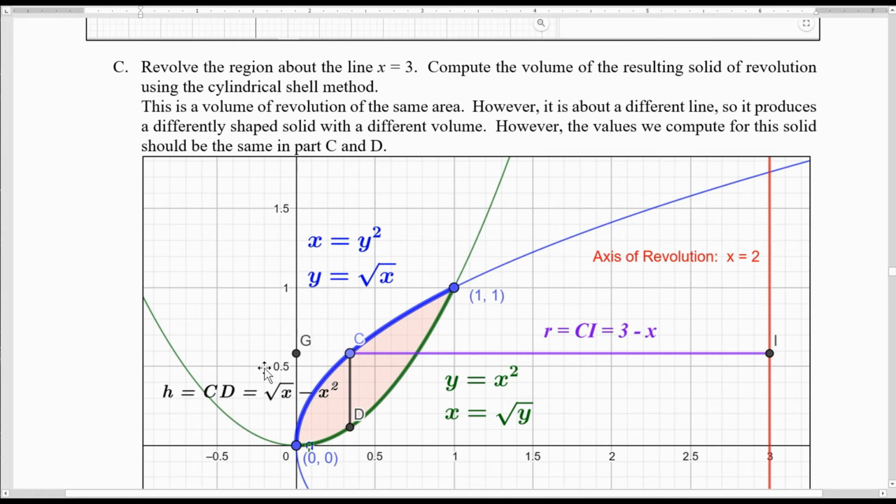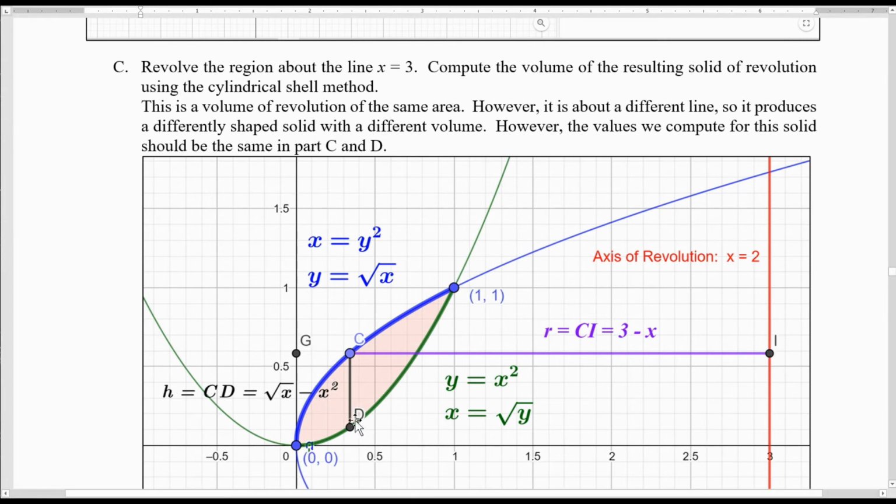This one we're going to revolve the region around the line x equals 3. And we can use shells or washers here. We're going to use the shells method. Then we have a vertical strip, and the app that we just looked at will take care of this for us as well. This is a volume of revolution of the same area here, but we're revolving around a different line, so we would expect a different shape than we did for A and B, and a different volume, most likely.